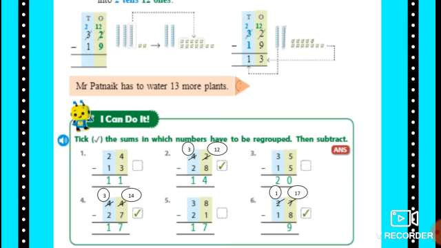First part is 24 minus 13. Yes, we can simply subtract it because 3 in ones place is smaller than 4. We can simply subtract it. That is 4 minus 3 is 1 and in the tens place 2 minus 1 is 1. So 11 is the answer. And we have not done regrouping, so we will leave this box empty.